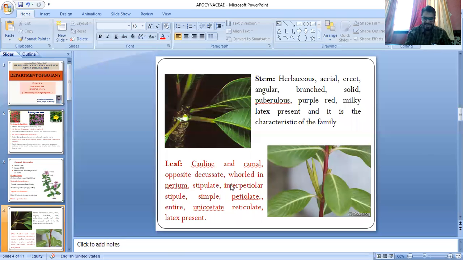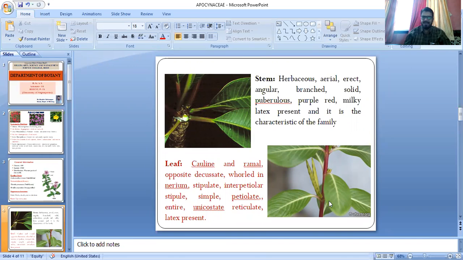But in case of the members of family Apocynaceae, for example Catharanthus roseus, interpetiolar stipule is there. What is interpetiolar stipule?